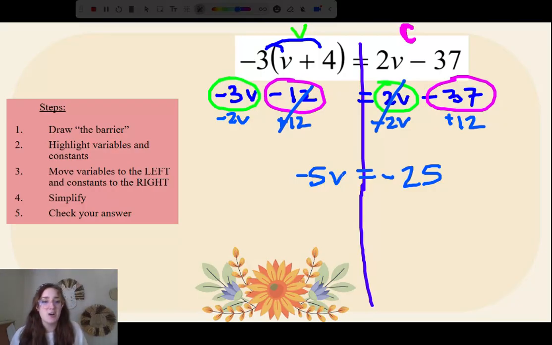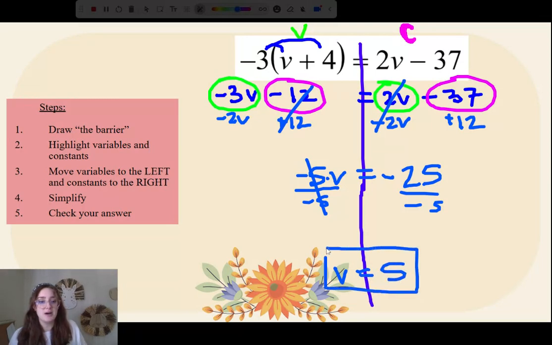All right, now it looks a little easier, right? One-step equation. Our goal is to get V by itself. We see this negative 5 is preventing us from doing that. We want to get rid of the coefficient. How do we undo multiplication? Division. So we're going to divide both sides by negative 5. Negative 25 divided by negative 5 is going to give us an answer of positive 5. So V equals positive 5.